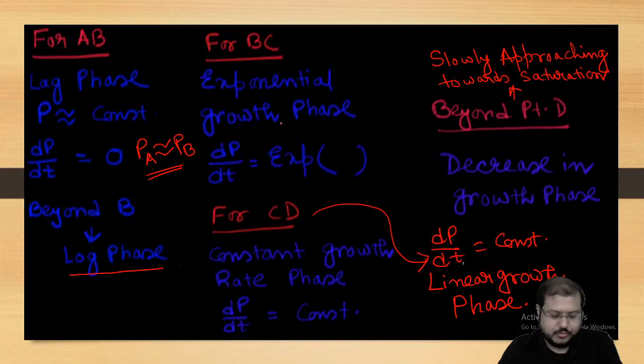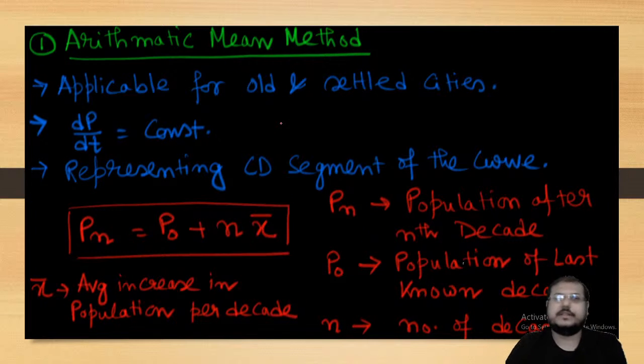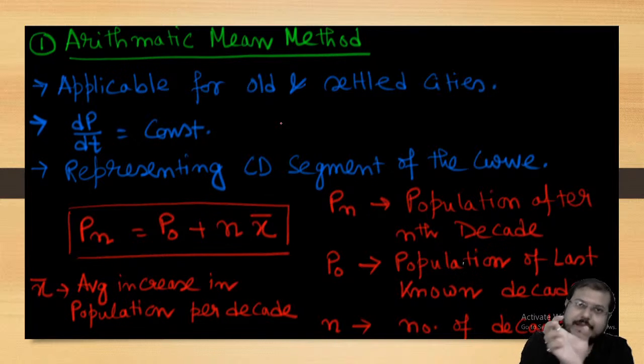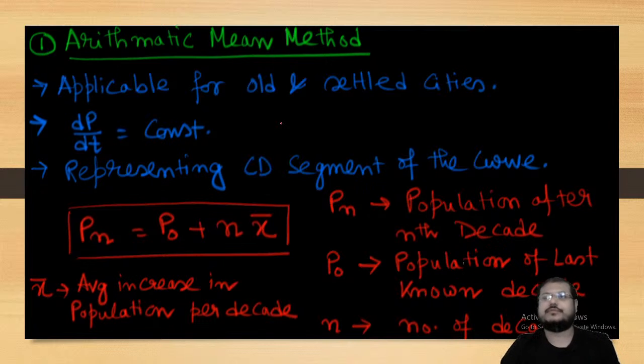Now we need to go for different population forecasting methods. First method is the arithmetic mean method. Right now please concentrate on the term arithmetic mean method. Don't go for the others written on the slide.